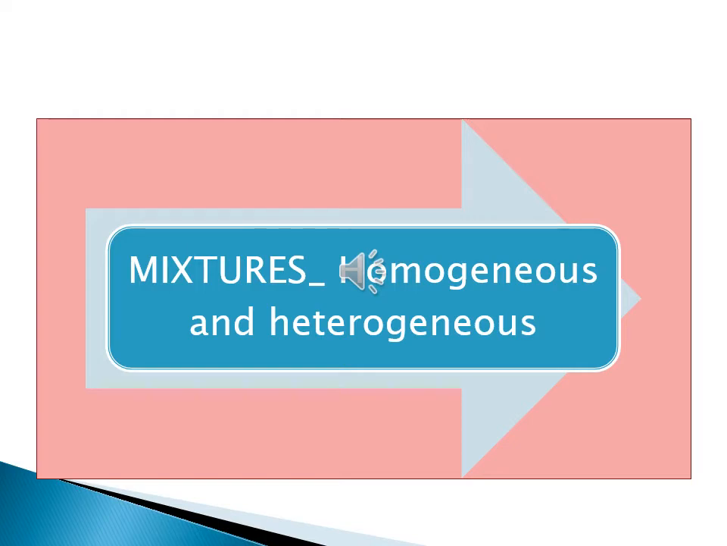Examples of homogeneous mixtures are solutions: for example, milk, fruit juices, sugar solution, salt solution. Examples of heterogeneous mixtures are suspensions, colloids, a mixture of sand and water, water and oil, sand and iron filings. Now we will study about elements.